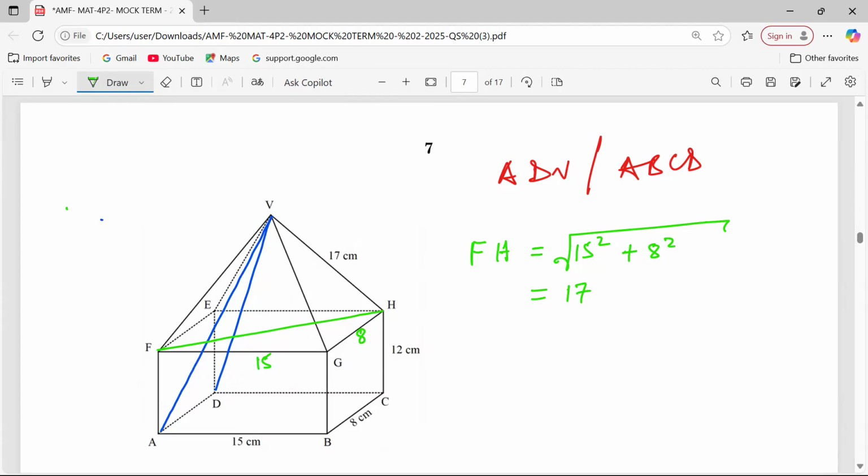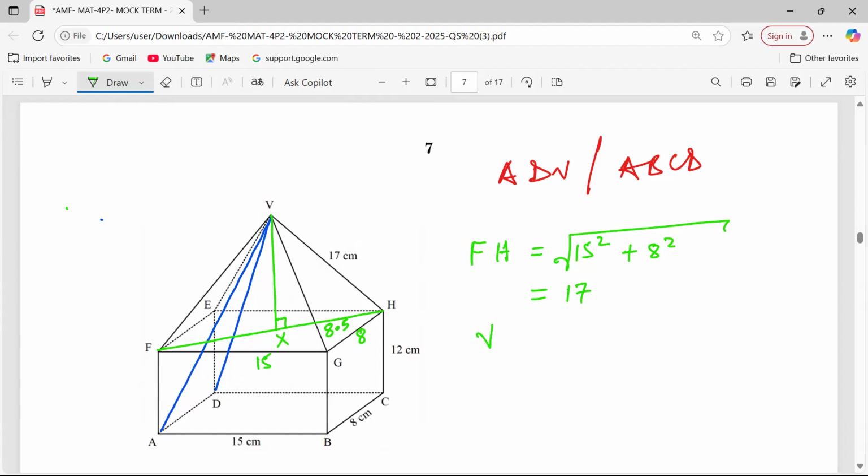It should be known that if I use half of 17, I'm drawing a perpendicular height there. Assuming this is point X, X to H is supposed to be 17 divided by 2, which is 8.5. So I can now use 8.5 and 17 to get Vx.